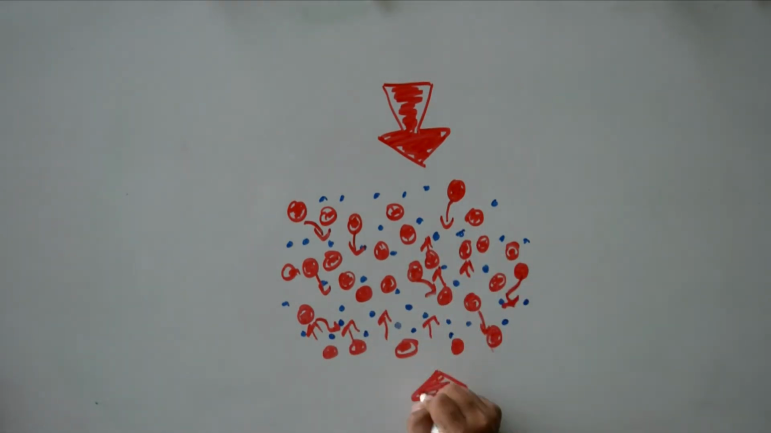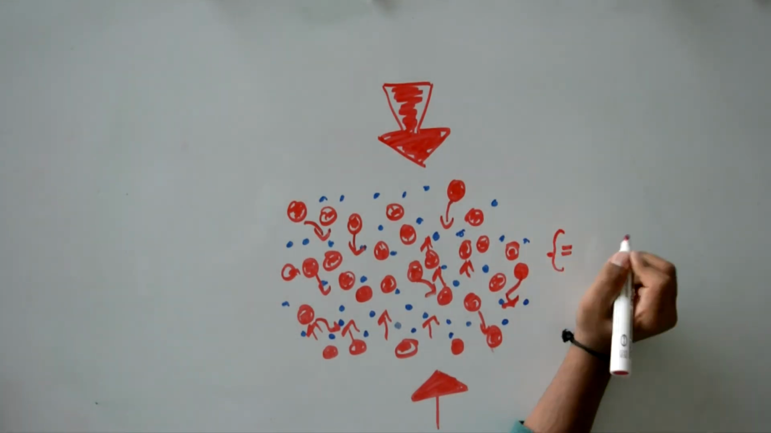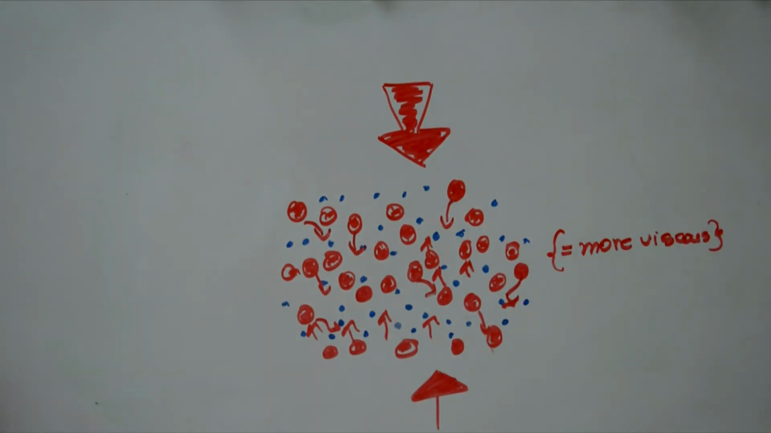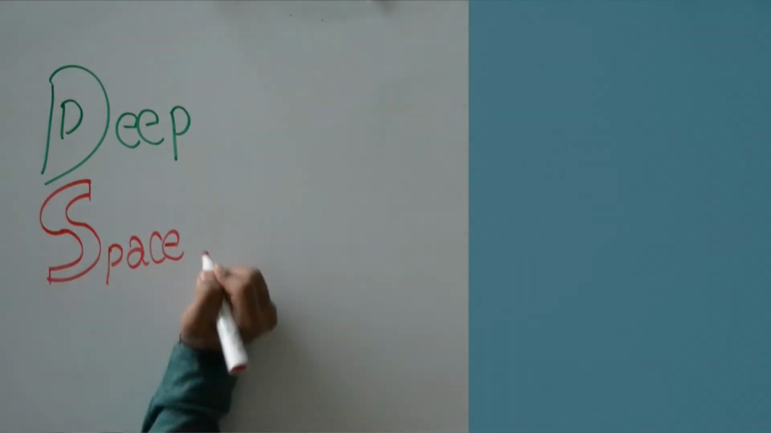Therefore, when a sudden force is applied on Oobleck, the molecules are compressed as they bump into each other. This causes it to behave like a solid. On the other hand, if pressure is applied over time, the molecules have time to move around each other, thus behaving like a liquid.